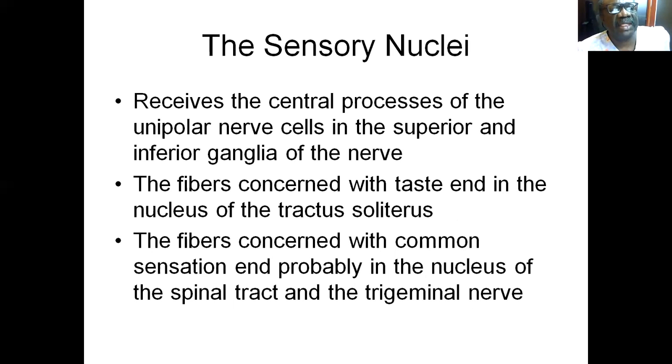We're going to look at the sensory nuclei. The sensory nuclei receives the central process of the unipolar cells in the superior and inferior ganglia of the nerve. The fibers concerned with taste end in the nucleus of the tractus solitarius, and the fibers concerned with common sensation end probably in the nucleus of the spinal tract of the trigeminal nerve. And remember, my English ends probably.